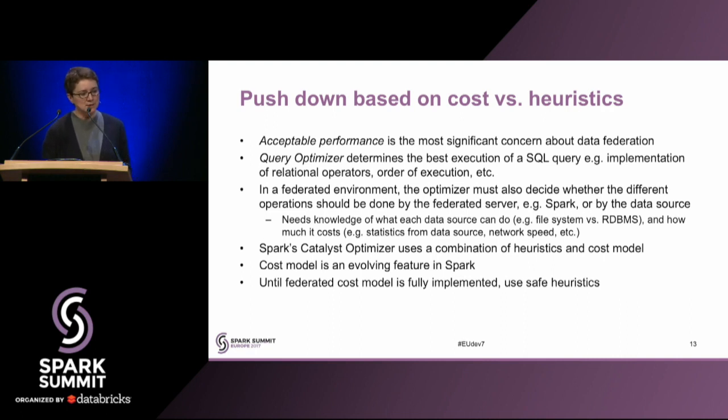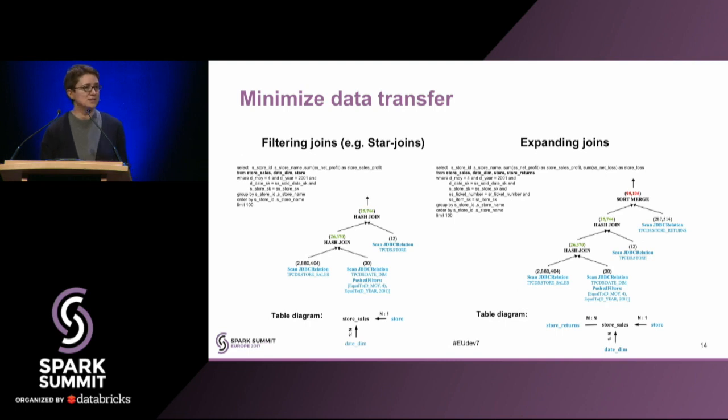Today, Spark's optimizer, Catalyst, uses a combination of heuristics and a cost model. The cost model is an evolving feature in Spark. So until a federated cost model is fully implemented, it might make sense to use some safe heuristics. Next, I will talk about some of these heuristics. One is to minimize the amount of data transfer.